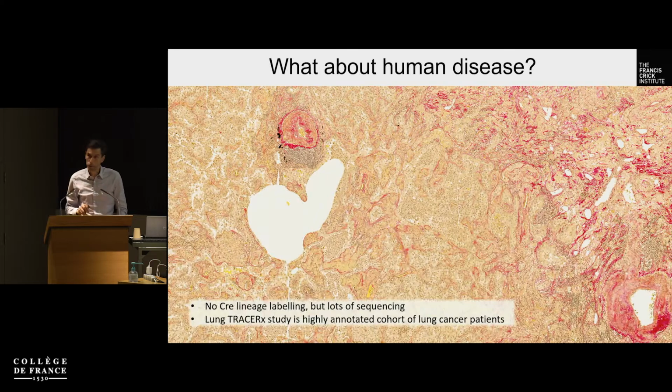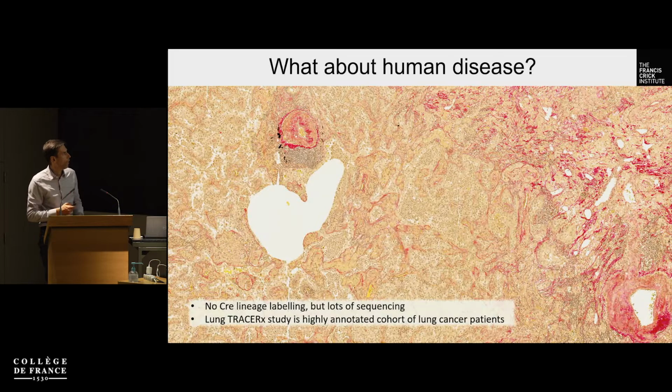So in the last 5 or so minutes, what I'd like to take you on is a quick tour to try to understand if any of this is relevant outside of our experimental models of, in this case, lung cancer. So, coming back to human disease, this is another image of a sadly lethal tumour. But what we can't do in patients is the Cre recombinase labeling of cells with different fluorophores, but we do have lots of sequencing.